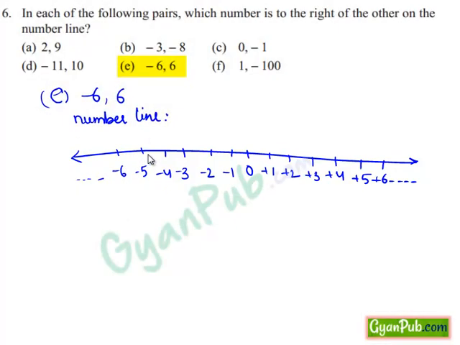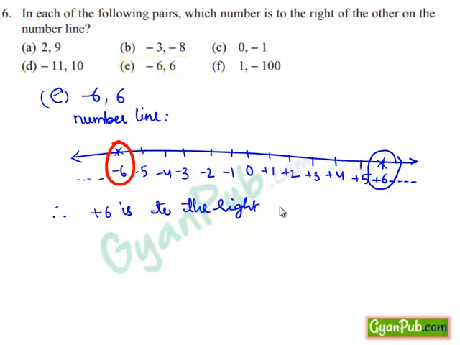First, we will mark the given integers minus 6 and 6 on this number line. Minus 6 and plus 6. By looking at this number line, we can say that plus 6 is to the right of minus 6. Hence, for the given integers minus 6 and plus 6, plus 6 is to the right of minus 6.